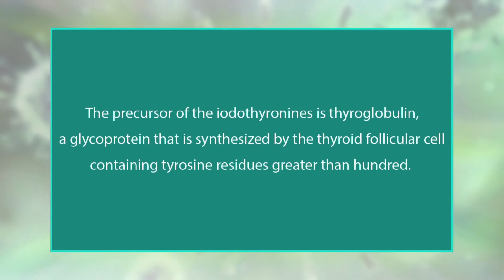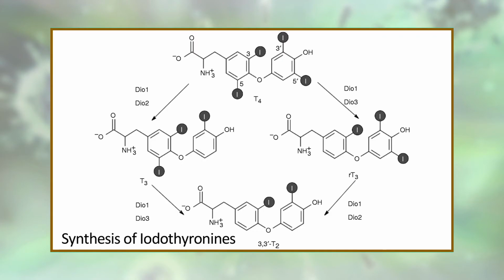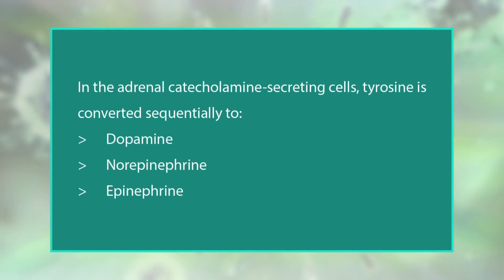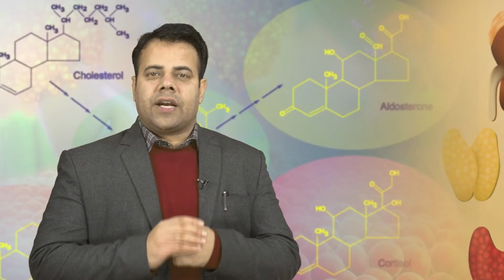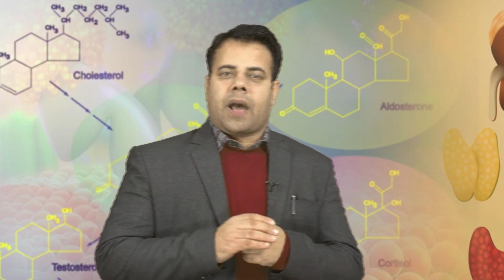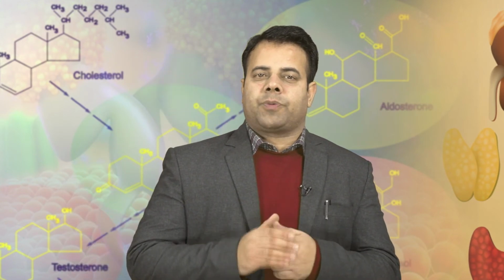The precursor of the iodothyronines is thyroglobulin, a glycoprotein that is synthesized by the thyroid follicular cells containing tyrosine residues greater than 100. The iodothyronines are formed by iodination and coupling of two tyrosines and are the only iodinated compounds with significant biological activity. In the adrenal catecholamine secreting cells, tyrosine is converted sequentially to dopamine, norepinephrine, and epinephrine. The hormone serotonin, that is 5-hydroxytryptamine, is derived from the amino acid tryptophan.